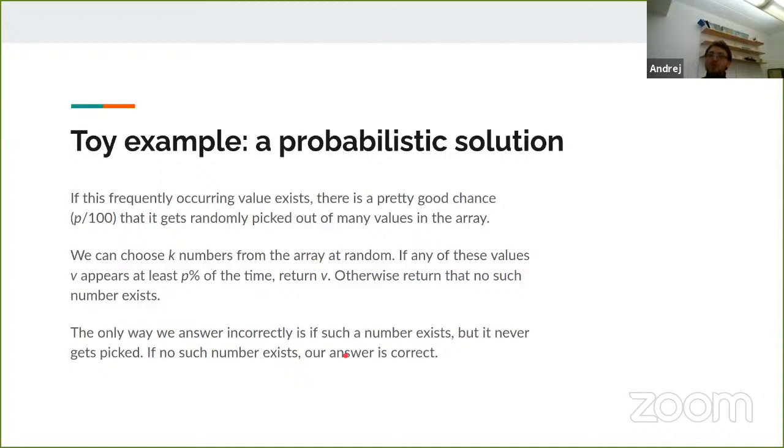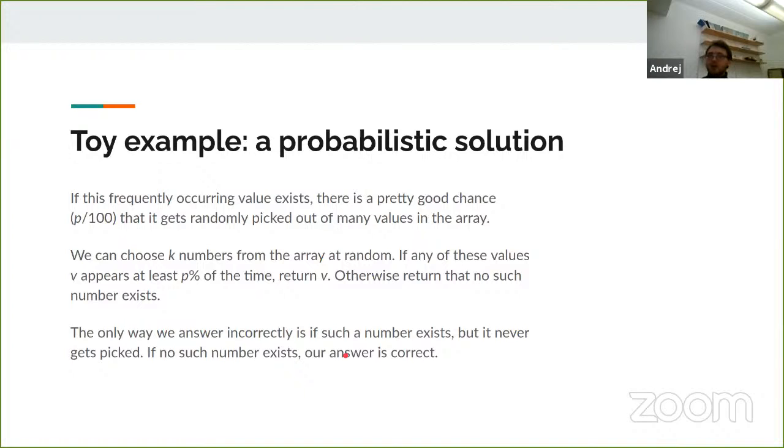So if you fail in all of these cases and you didn't find this value, you're going to return failure and say, oh, no such value exists. Otherwise, you would have returned previously and you would have reported a frequently occurring value.